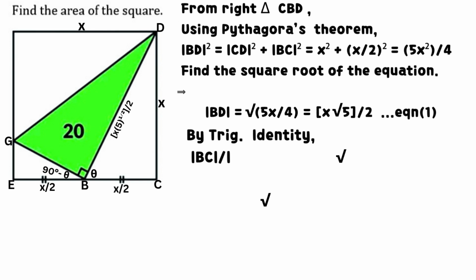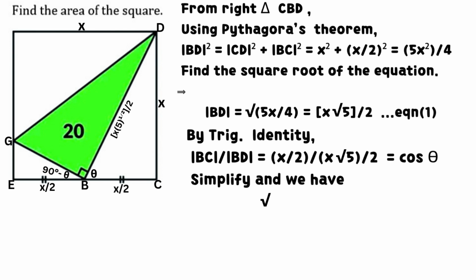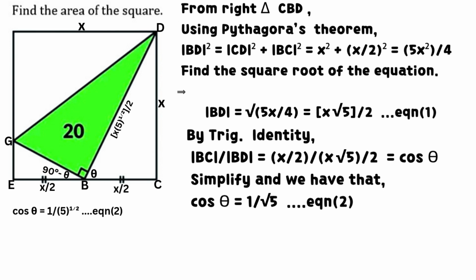By trigonometric identity, length BC divided by length BD equals half of x divided by half of x times the square root of 5, which equals cosine theta. Simplify and we have that cosine theta equals 1 divided by the square root of 5. We call it equation 2.